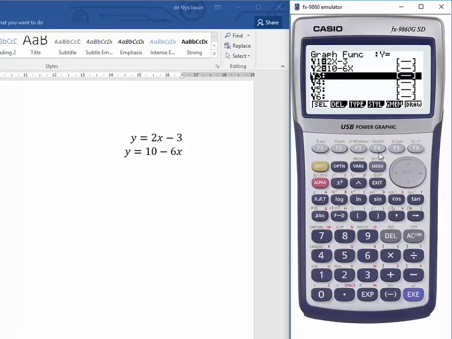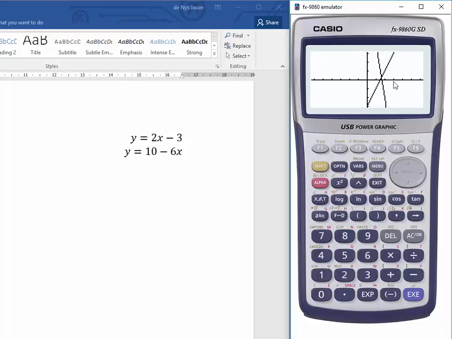So now to draw that graph, I just click over here on F6 for draw, and you can see that it's displaying it here with an intersection just there above. Looks like it's a little bit above the x-axis.